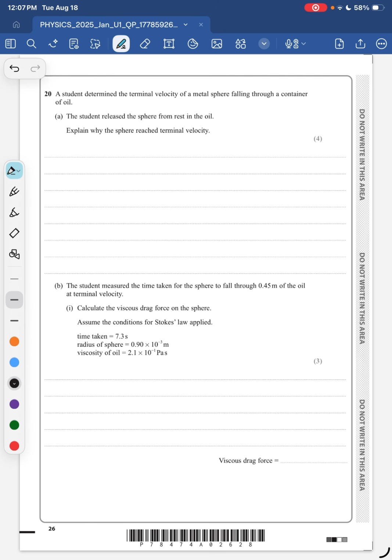Question 20. A student determined the terminal velocity of a metal sphere falling through a container of oil. The student released the sphere from rest in the oil. Explain why the sphere reached the terminal velocity.